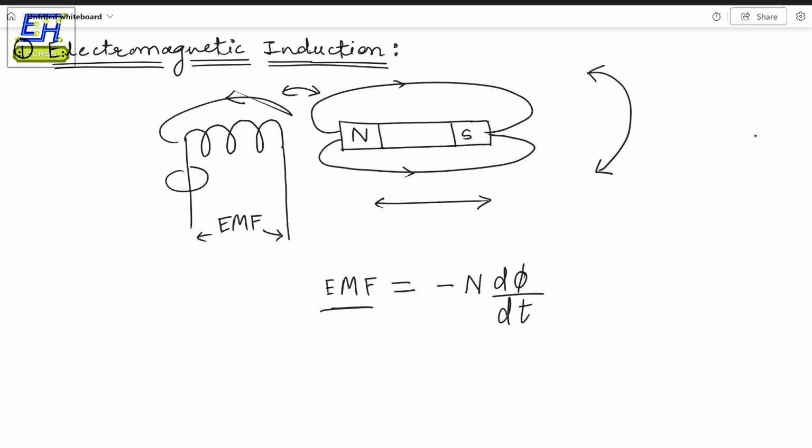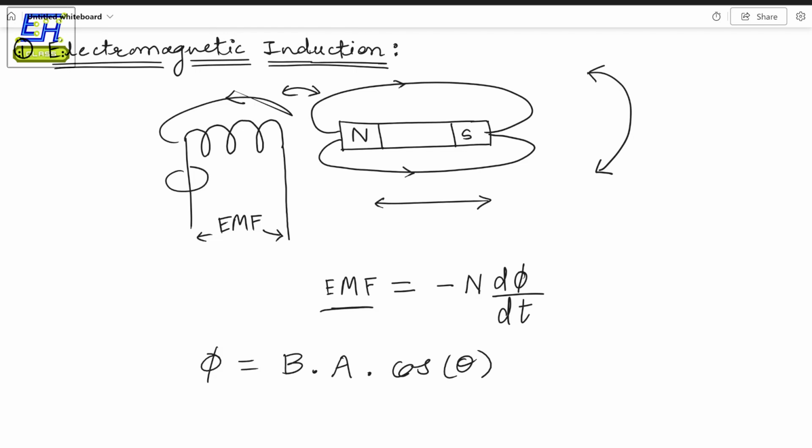And the equation for phi, that is our magnetic flux, is B, that is nothing but magnetic field strength, multiplied by A, that is the area of the coil, and the cosine of the angle between the perpendicular of the coil and the external magnetic field.